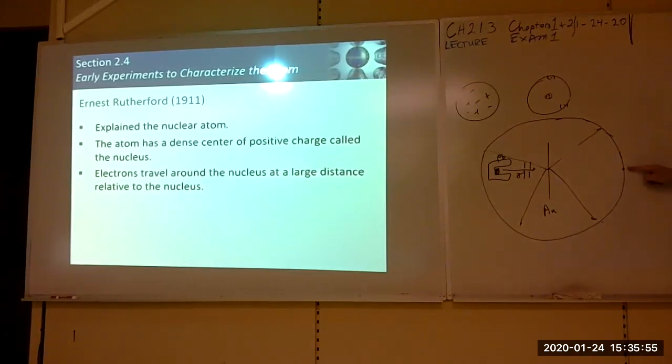Most of them ended up over here because it's mostly empty space. But occasionally you got a ping over here, here, here, here. That proved that his model is correct, the nuclear atom. So the densest part is in this nucleus and the electrons are out here. Okay, so now we're building a model of the atom that we can use to help us explain why atoms react the way they do, why elements react the way they do.